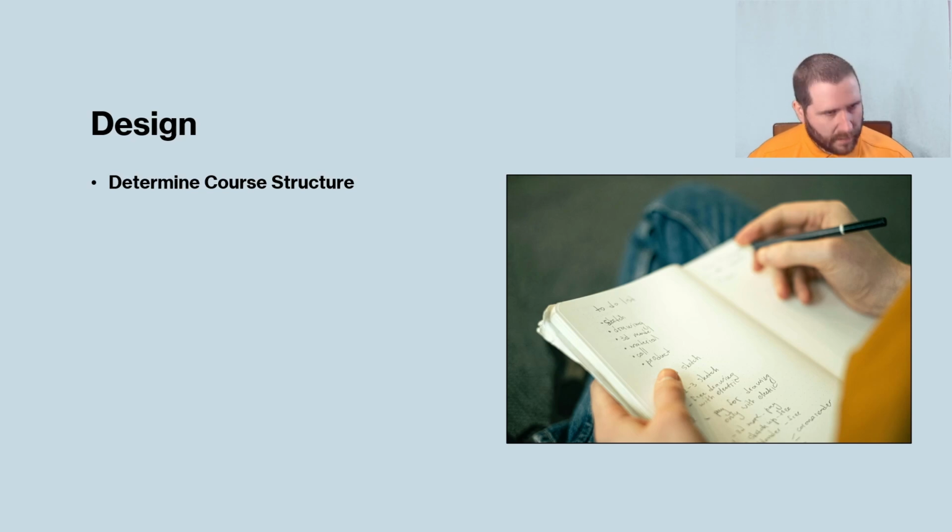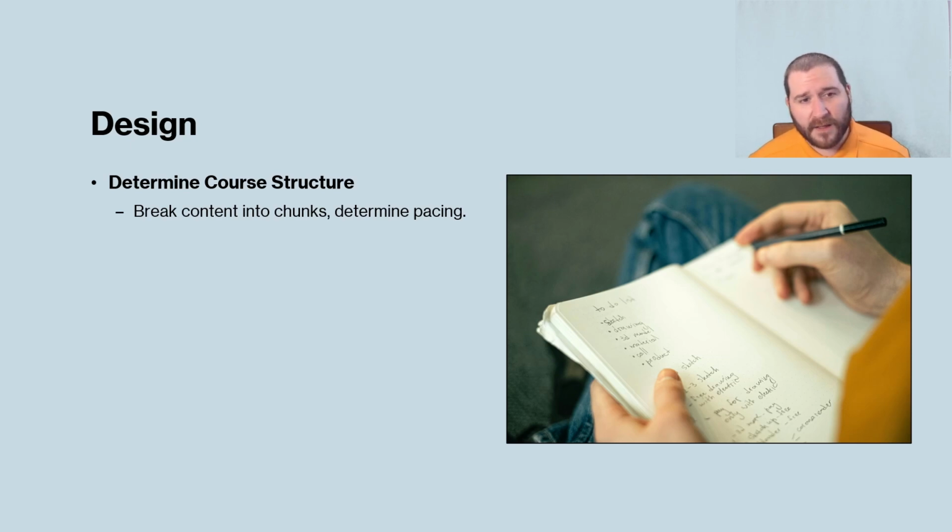Okay, so a lot of times in that design phase, you're determining that course structure, that lesson structure. We're breaking our content into chunks. We're determining our pacing, right? How fast can we go to have students keep up without overloading them? How fast do we have to go to keep pace? There's a lot of things that come into play here, but that's kind of what you're figuring out during the design phase of ADDIE. We're also writing our learning objectives.